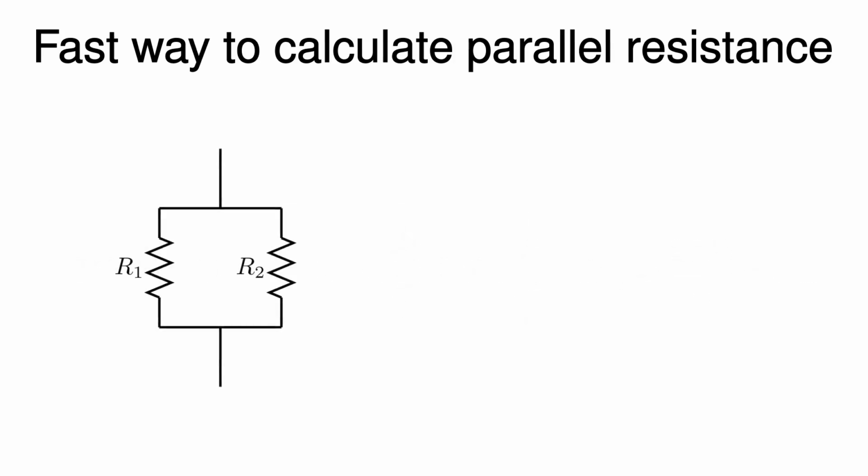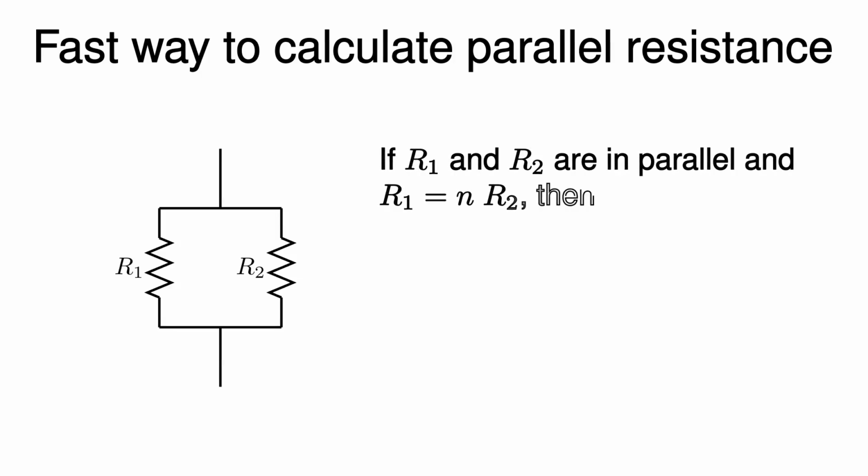Here's a quick summary of the approach. If two resistors, R1 and R2, are in parallel, and R1 is N times R2, then the equivalent resistance is R1 divided by N plus 1.